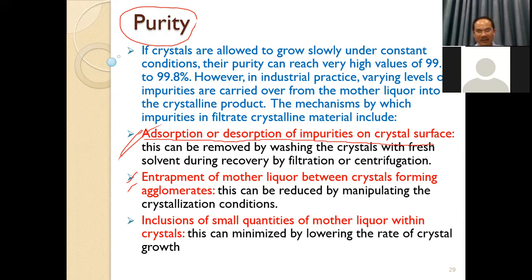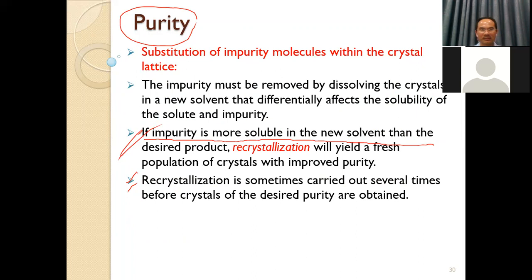Okay. And also the inclusion of a small quantity of mother liquor within the crystal. For this case, it's very, very difficult because the mother liquor is included in the crystal structure. That's right, in the crystal structure. You have to solve this by minimizing the rate of crystal growth. And also there is the inclusion of impurity in the molecule of the crystal. For this case, it's also difficult. You can solve this by recrystallization.